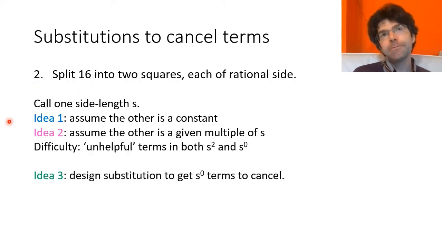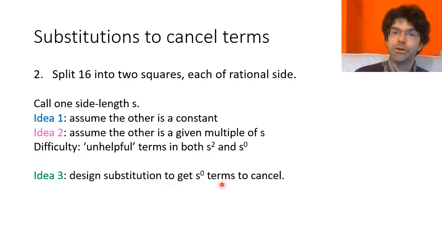Well, in fact, if you think about it, we can't really make substitutions without having a term in s squared. So what we need to do to achieve helpful form is design a special substitution for the other unknown that's going to cause the terms in s to the power 0 to cancel, because s to the power 0 is too far away from s squared, which we definitely have, to create helpful form.